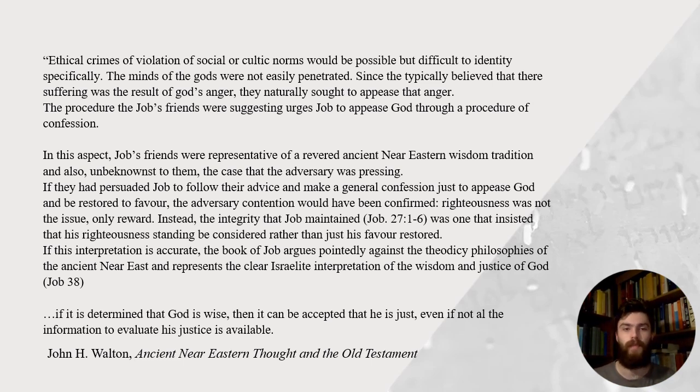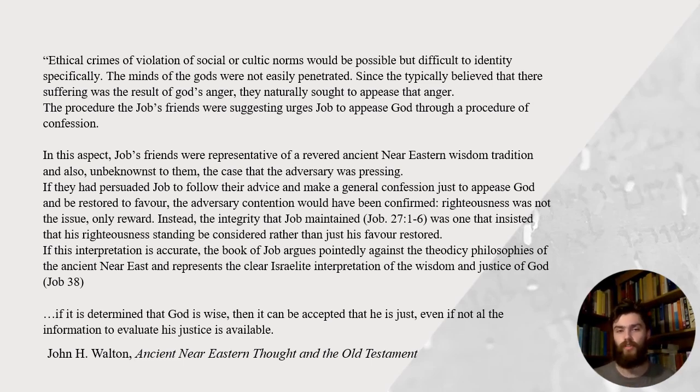So in this aspect, Job's friends are representing the revered ancient Near Eastern wisdom tradition that we've just seen in those scriptures, those traditions and those manuscripts. But also, and I think this is really interesting of how the book of Job is working, unbeknownst to Job's friends, they are also making the case that the adversary or Satan was pressing. If they had persuaded Job to follow their advice and make a general confession just to appease God and be restored to favor, then the adversary's contention would have been confirmed. Righteousness is not the issue, only reward.